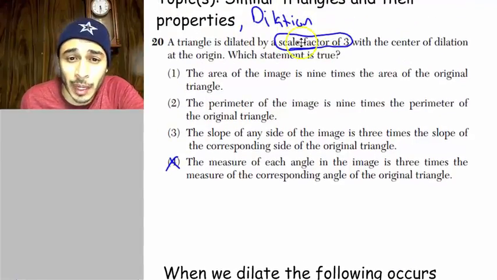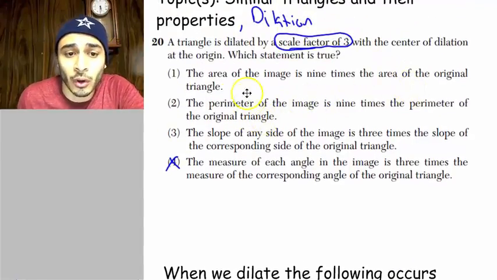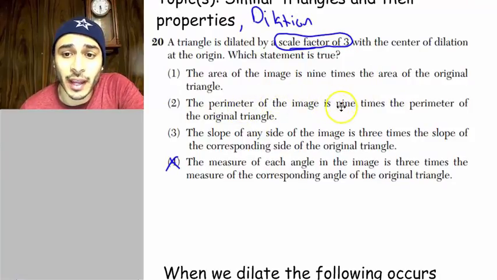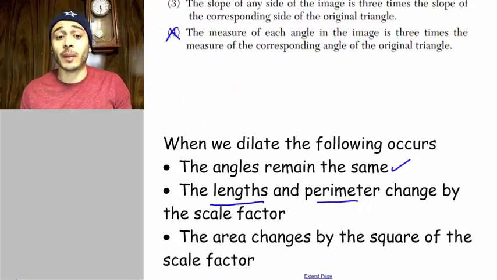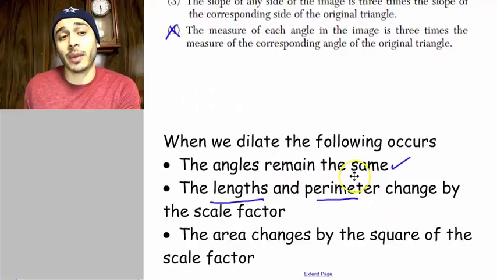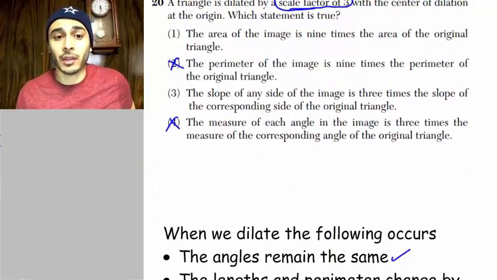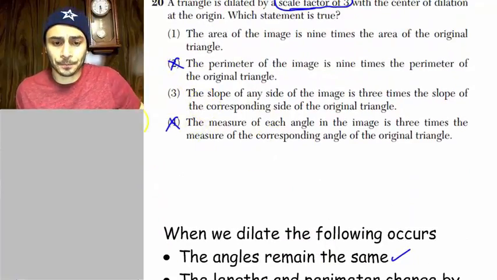So let's see if that pops up in any of the choices. Choice 2 says the perimeter of the image is 9 times the perimeter of the original triangle. That is wrong, right? The perimeter is supposed to be 3 times. That's what I'm telling you here, right? The lengths and the perimeter change by the scale factor. So then choice 2 is now out of the question.